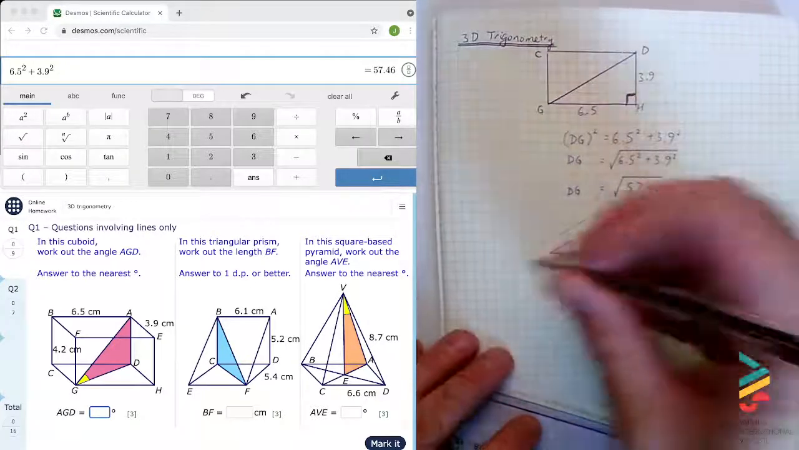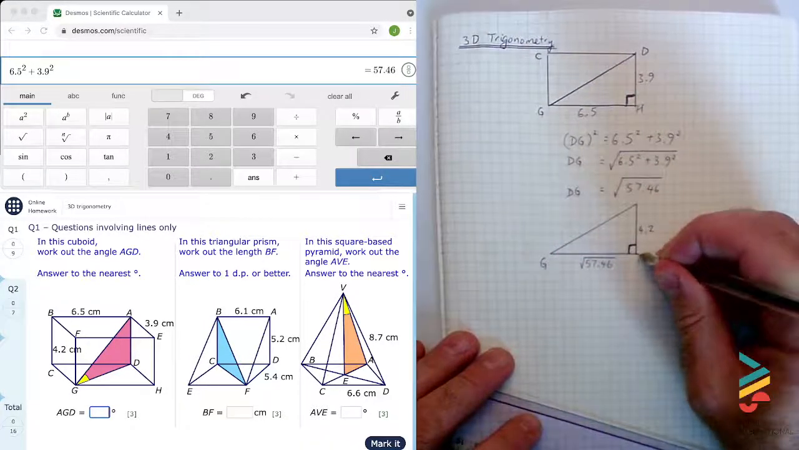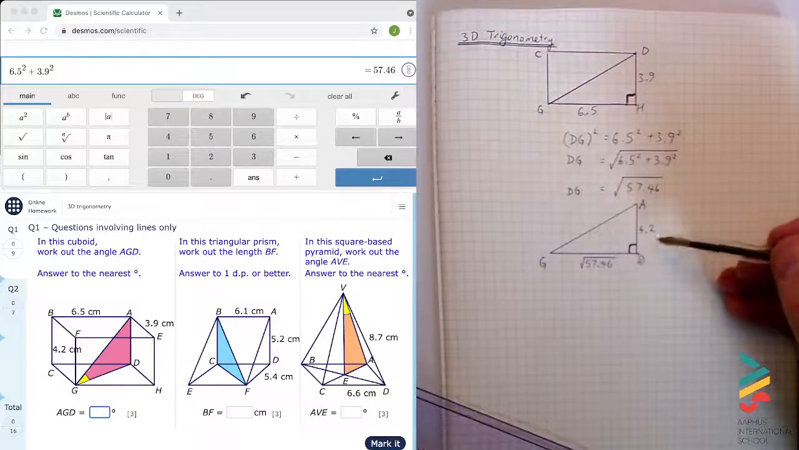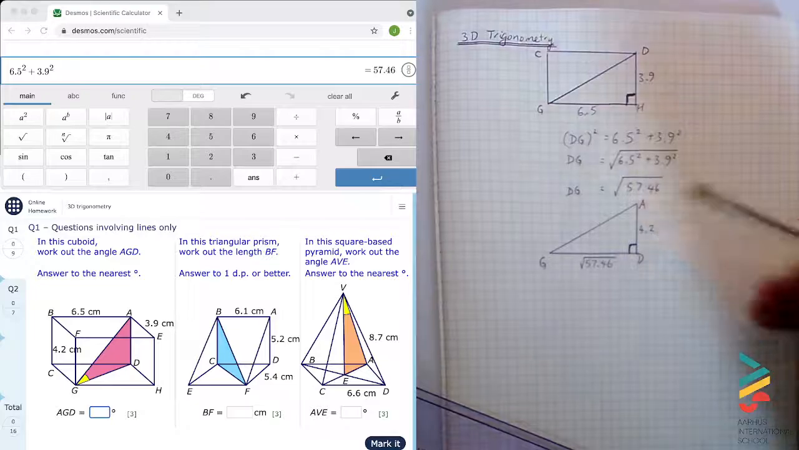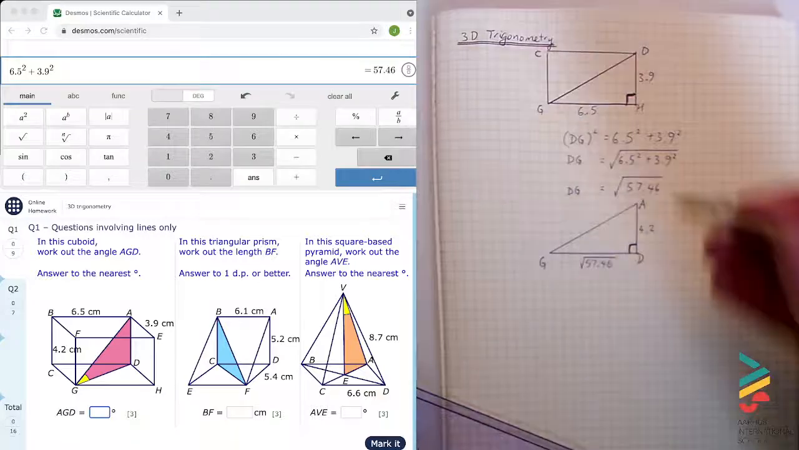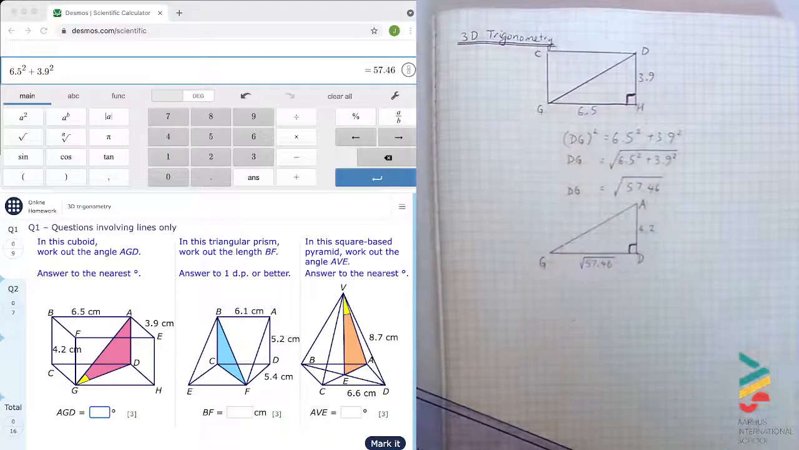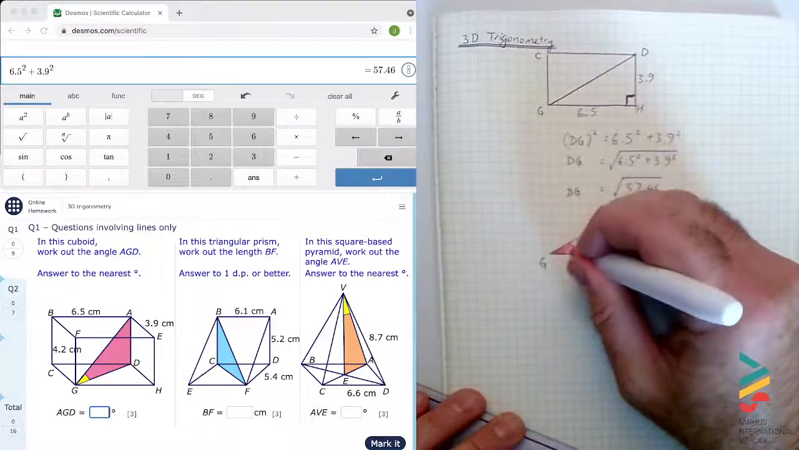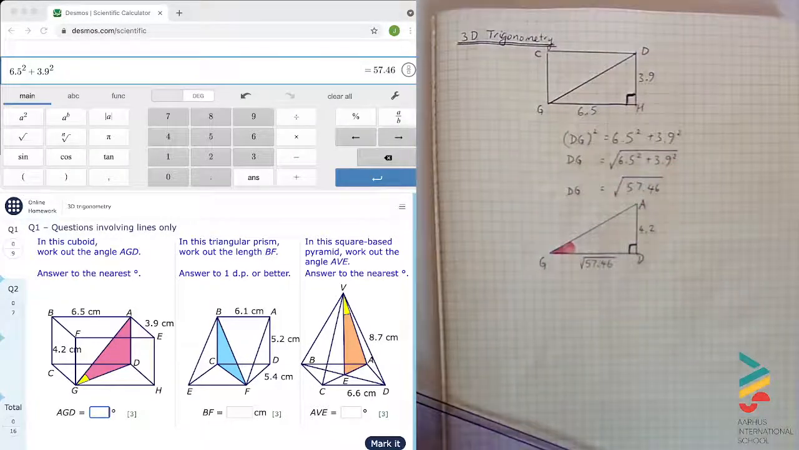So let's just label that. We've got G over there, D at the right angle, and then A at the top. So AD is 4.2, the height of the cuboid. DG is the diagonal of the base, which is the square root of 57.46. And we have to work out the angle AGD. So the angle that's just in there at G, that's the angle we've got to work out.